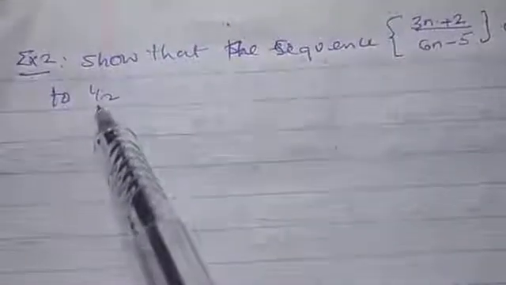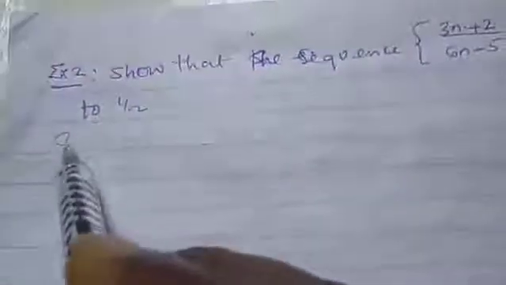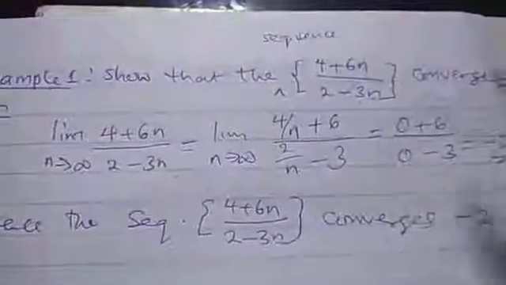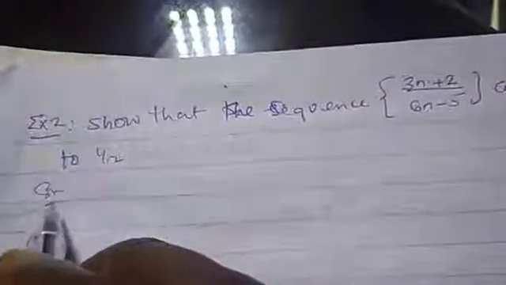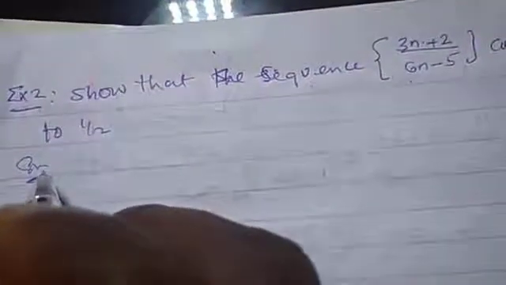The second example: show that this sequence converges to half. So here you observe that for the first one, it is show that the sequence converges. That is why we used this. But here the limit is already given as half. We have to confirm that this sequence really converges to half. So when we are given this type of question, we need to use the second definition that I gave above, which is called the epsilon definition.